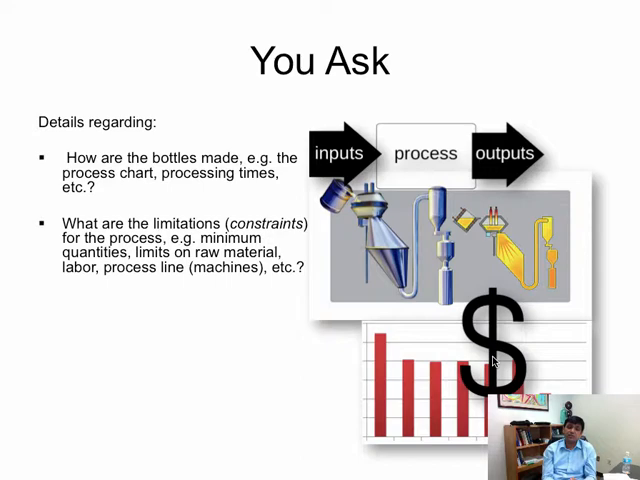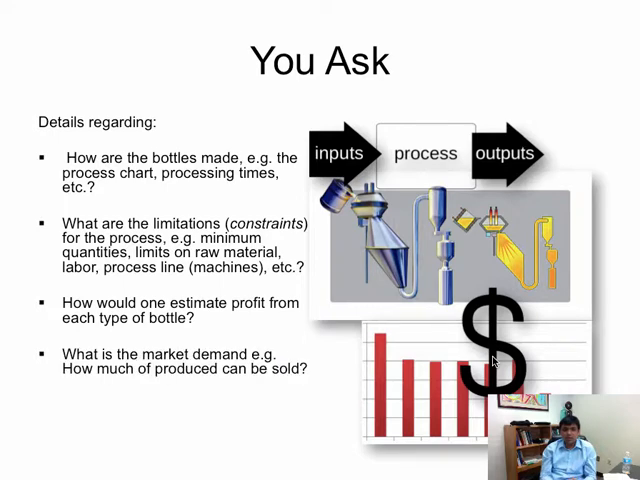These could be, for example, minimum quantities that need to be produced, limits on raw material or limits on labor, limits on process line, meaning is there a machine that can only produce a certain amount, which could be a constraint. How would one estimate profit from each type of bottle? And what is the market demand? Can you sell as many as you can produce? Or is that also going to impose a limit on the model?